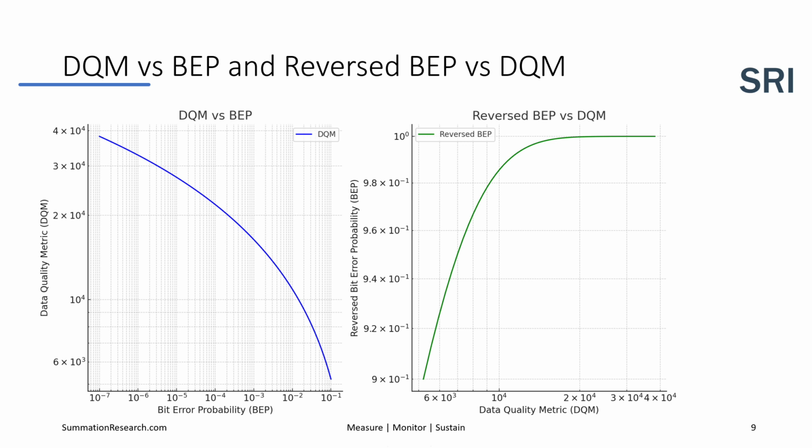The second graph, reverse bit error probability versus data quality metric. The x-axis, we have data quality metric. The y-axis, we have reverse bit error rate probability. This graph demonstrates the reverse calculation, showing how bit error probability can be derived from DQM values. The relationship between the two metrics illustrates how small changes in DQM can correspond to significant changes in bit error probability.